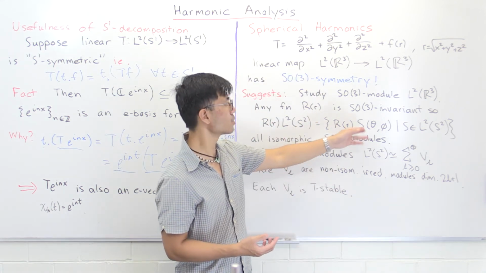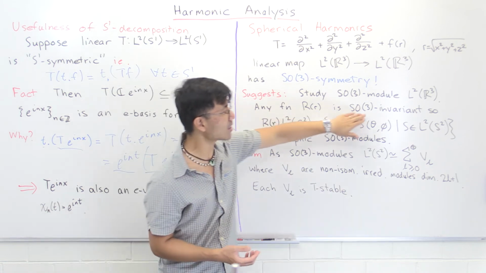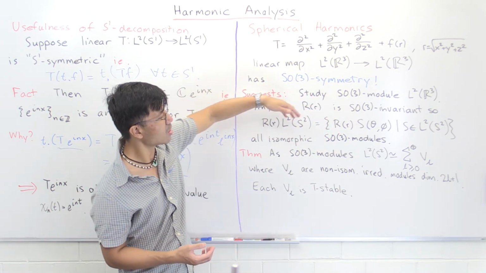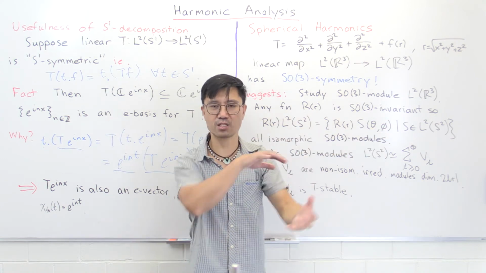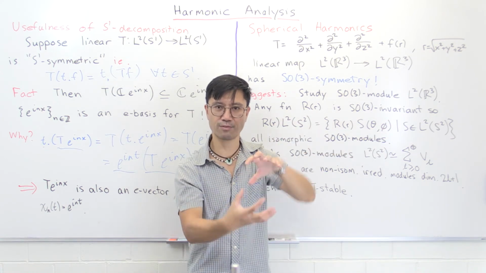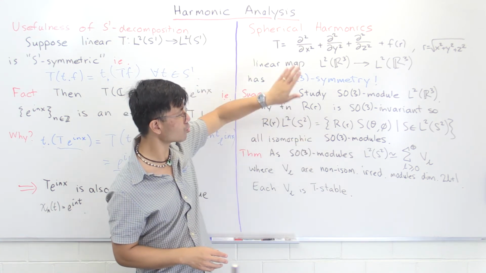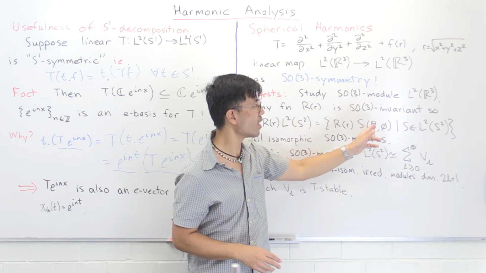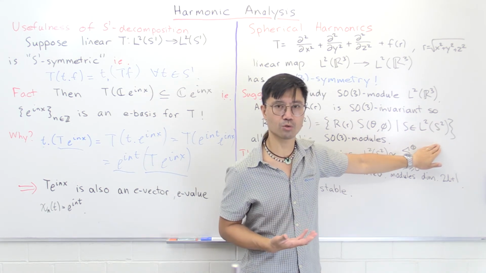Okay, so of course, how does SO3 act on this? Well, it's going to leave this fixed, so it really just acts on this S of theta phi. It's just moving the theta and phi around. You're just rotating that sphere around. Okay, so they're all isomorphic SO3 modules. So the main thing to look at is this L2 S2 as an SO3 module.